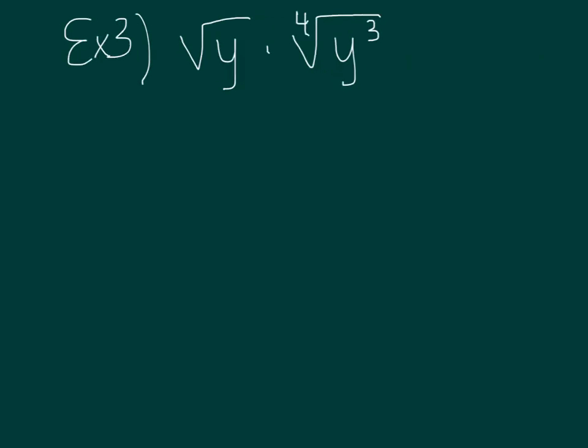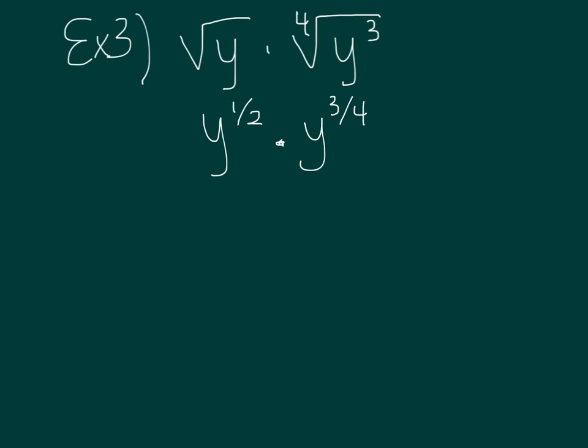In this third example, I'm multiplying together two radicals that are different. So I have the square root of y times the 4th root of y cubed. So I cannot multiply these together as they stand. Instead, it might be helpful to rewrite them using fractional exponents. So instead of the square root of y, I'm going to rewrite that as y to the 1/2. That's the same thing. And instead of the 4th root of y cubed, I'm going to rewrite that as y to the 3/4. And now I'm multiplying common bases, and when I'm doing that, I get to add exponents.